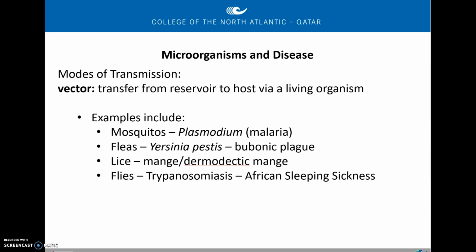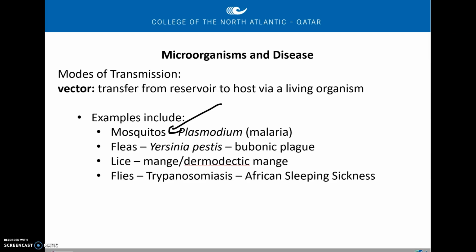Now, the last type of modes of transmission that we're going to talk about is the vector. Now, a vector is a living organism. So a vector is when a pathogen is transferred from a reservoir to a host, or from host to host, via a living organism. So the best example of a vector is obviously going to be the mosquito, the most dangerous animal on the planet.